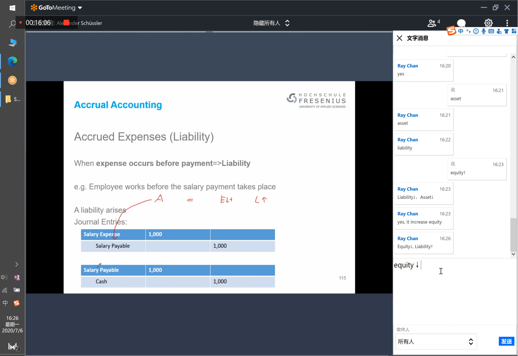Okay, and then the second journal entry is when the payment actually takes place. Before, the firm has a liability. Liability means the firm has to pay. And this second journal entry is when the payment actually takes place.